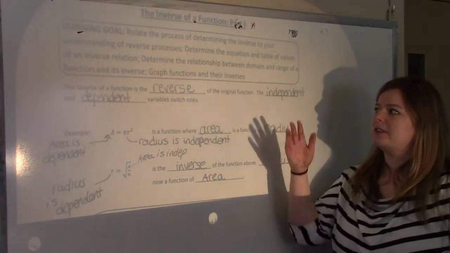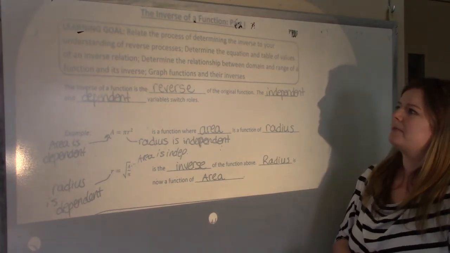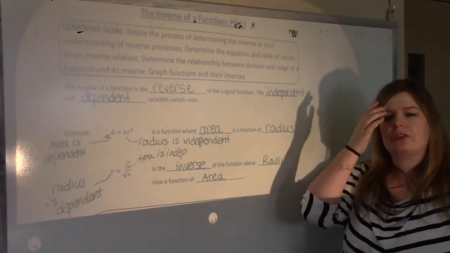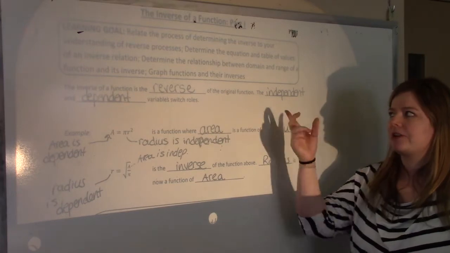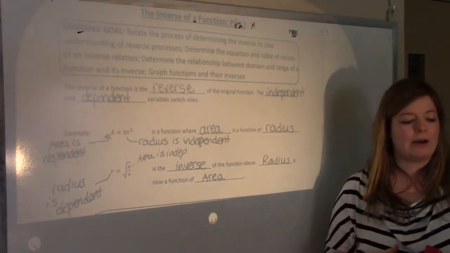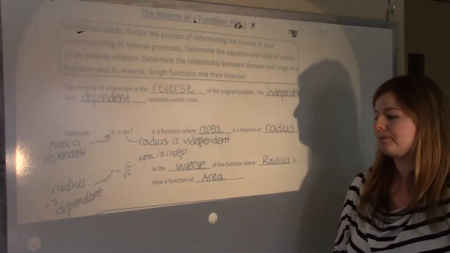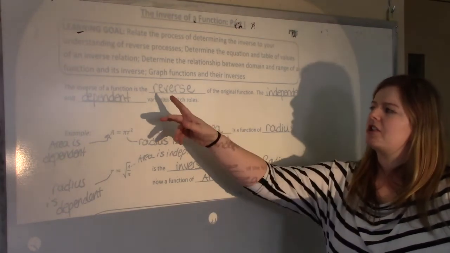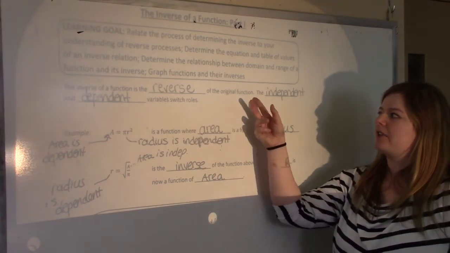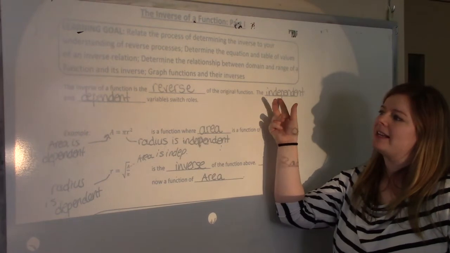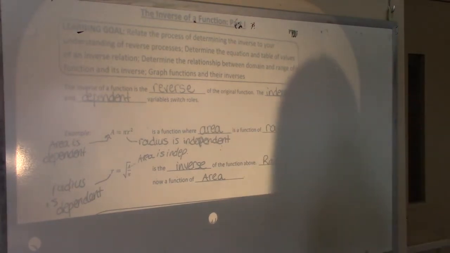Okay, so our learning goal for today, you can see it right there. We're going to need to be able to go back and forth with domain and range and also graph functions and their inverses. So make sure you're really comfortable with those things by the end of this video. So the inverse of a function is the reverse of the original function. The independent and dependent variables switch roles.